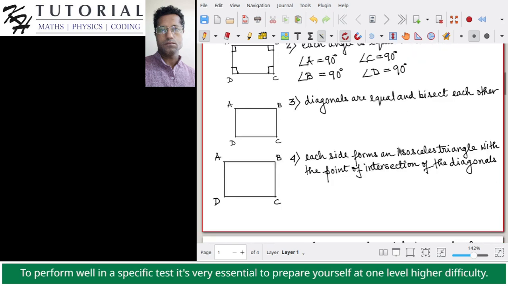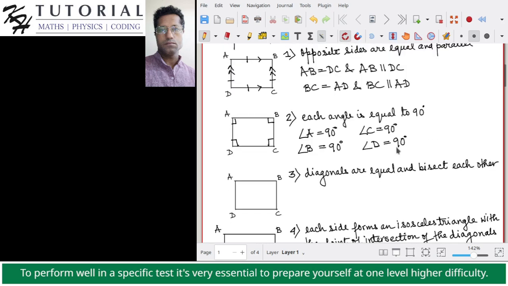Property 3 and property 4: property 3 is very important and property 4 is also important. Property 3 says diagonals are equal and bisect each other. Remember that in a parallelogram, the diagonals need not be equal, they can be unequal. But in a rectangle, the diagonals are always equal and they also bisect each other.